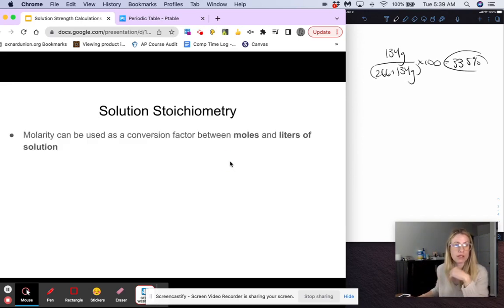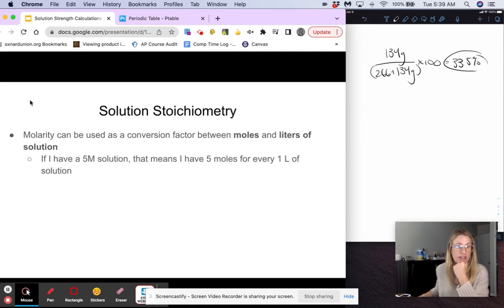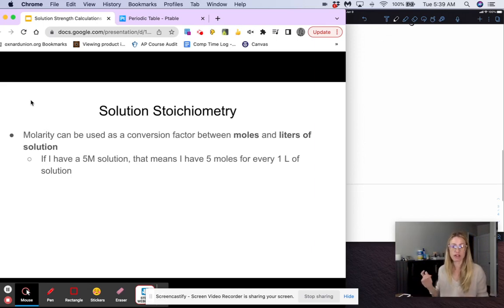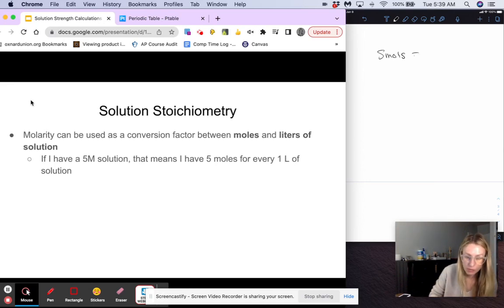Okay. So molarity can be used as a conversion factor between moles and liters of solution. If I have a 5 molar solution, that means I have 5 moles for every 1 liter of solution. And so remember, in our conversion factors, in this case, that's 5 moles equals 1 liter. All right, and you can use that as a conversion factor. This is when I have a 5 molar solution.